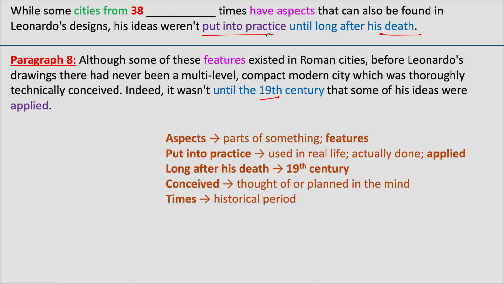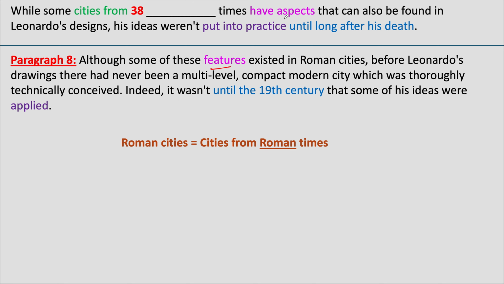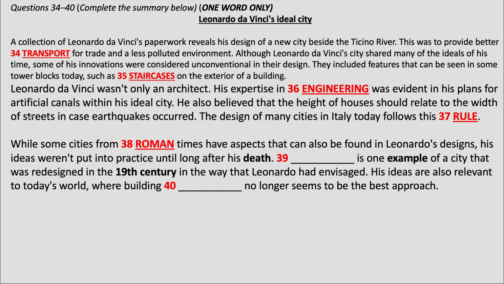Put into practice means applied or used. Also, the information in one sentence in the question is in two sentences in the passage, and there is a lot of extra information in the passage. Features are aspects. So some features existed in Roman cities, which means cities from Roman times. And then this part of the question is mentioned later in a different sentence. So the answer to question 38 is Roman.